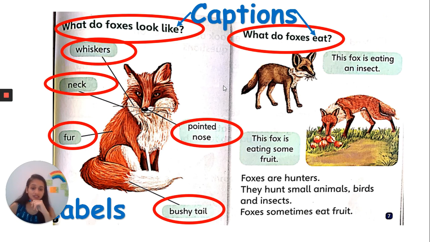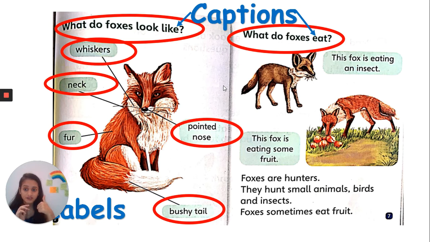Now there's another thing that's very important about this non-fiction text. When I say that a fox, look at the picture carefully, a fox has whiskers, neck, fur, a pointed nose, and a bushy tail. How many of you think this is true? It's real.